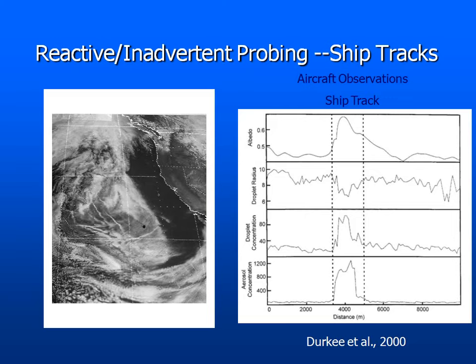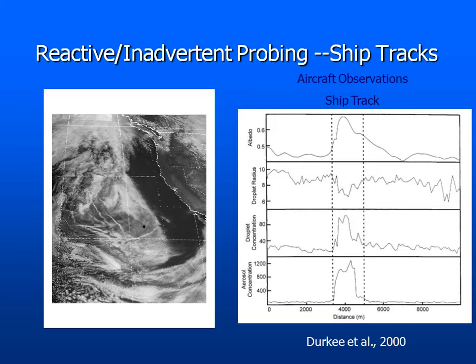I call these reactive, inadvertent probing, because it's hard when you get your airplane ready to go and you fly out and you have to find a ship track. There may or may not be one there, so it's always a difficult problem. But in MAST, the Monterey Area Ship Track experiment, in '94, they were able to make several aircraft penetrations and characterize the aerosols.